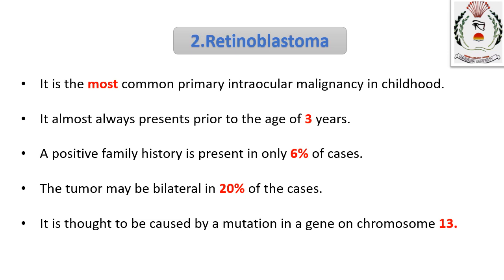Some children have other siblings with retinoblastoma. It is bilateral in 20% of cases and unilateral in about 80% of cases. It may be caused by a mutation in a gene on chromosome 13.